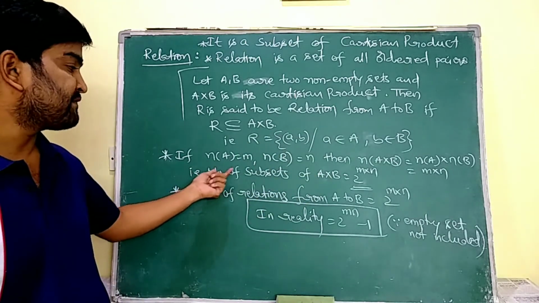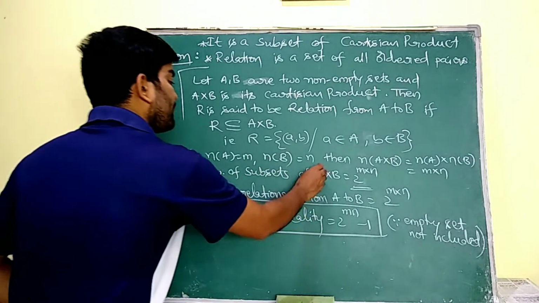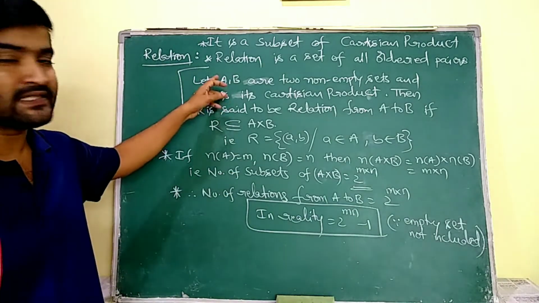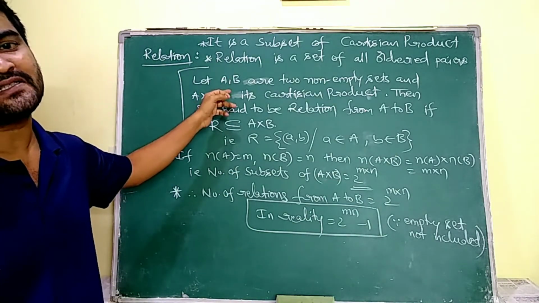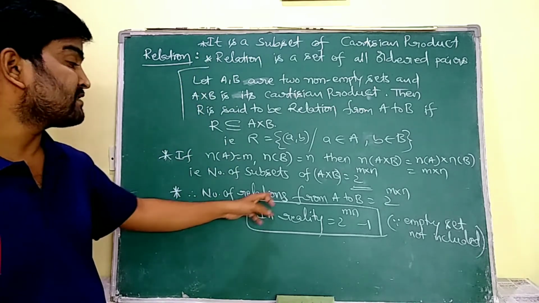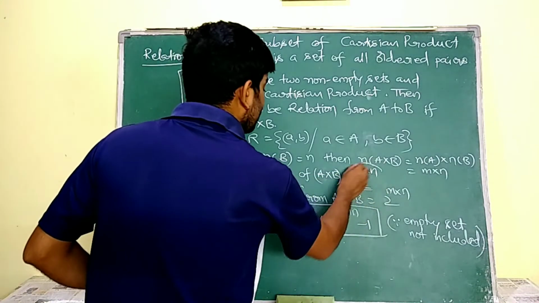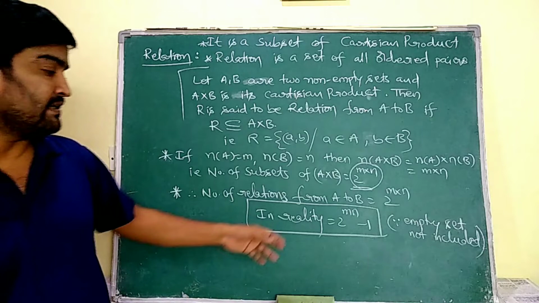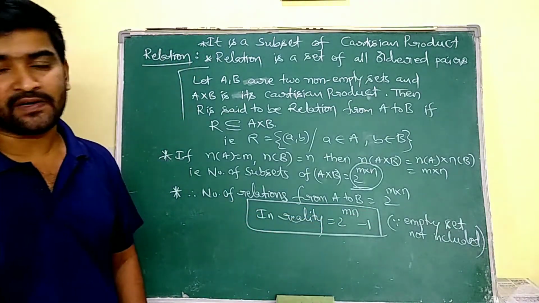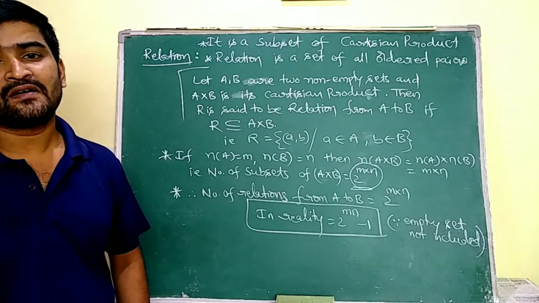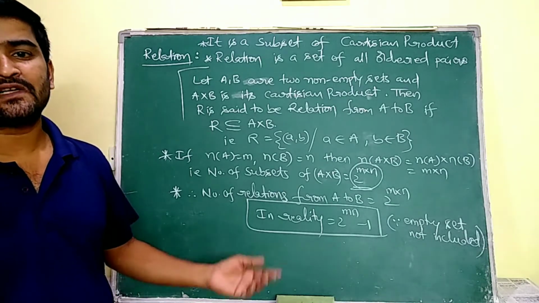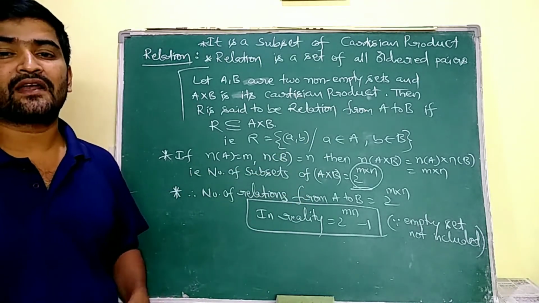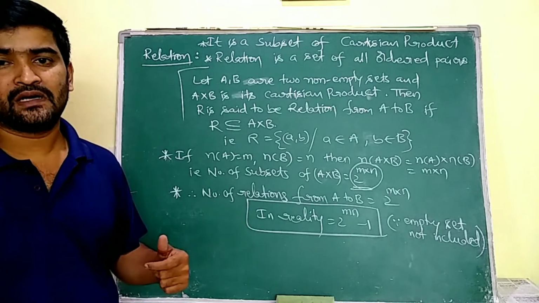We know that the number of subsets of any set is 2 power the number of elements in it, so 2 power m into n. We explained that every subset is a relation, so the number of relations from A to B is equal to these subsets, that is 2 power mn by formula. But in reality, 2 power mn minus 1 is the number of relations. Why? Because the empty set is not included here. Many textbooks give 2 power mn as the number of relations, but as we discussed earlier, the empty set is not a relation. Understand?